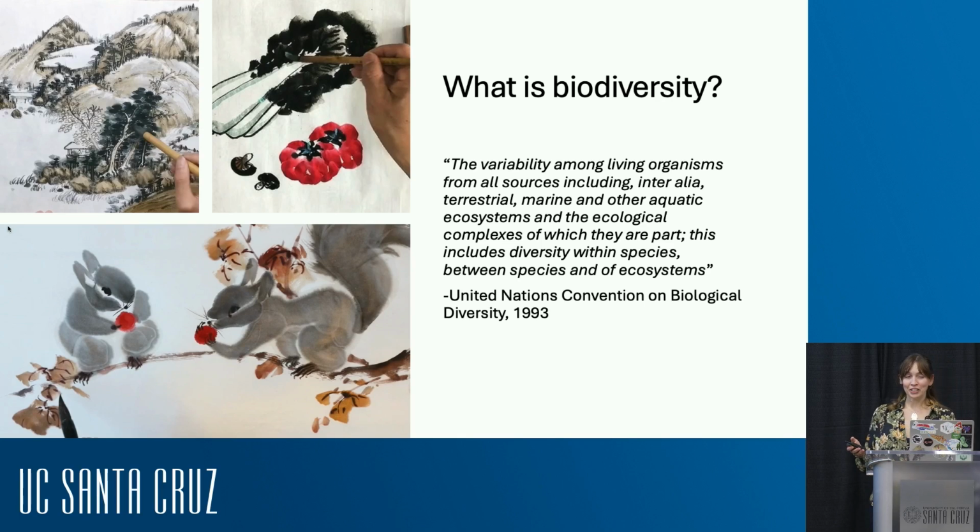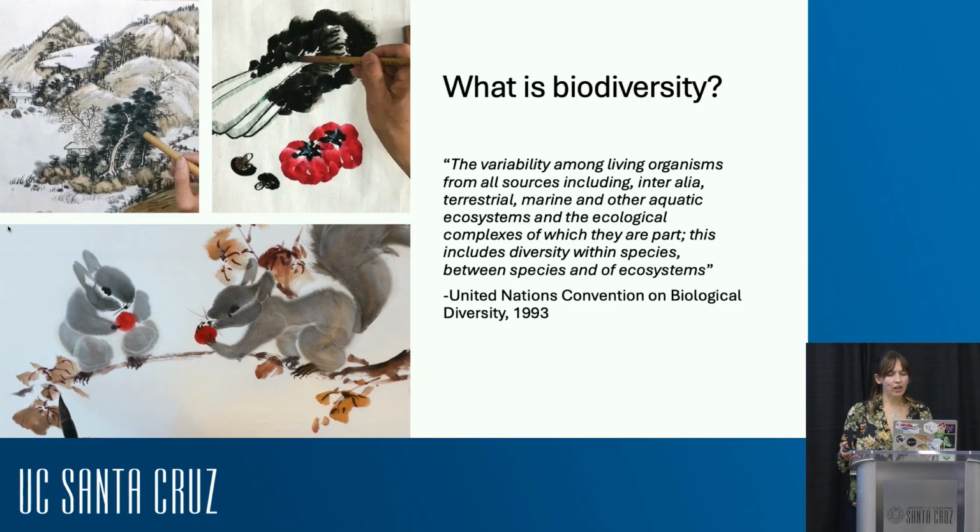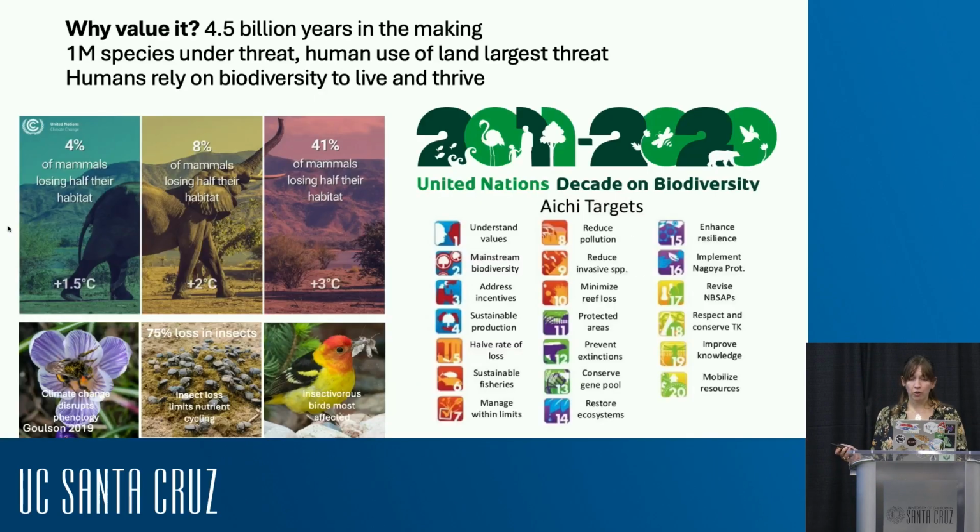So the official definition is the variability among living organisms from all sources, including inter alia, terrestrial, marine, and other aquatic ecosystems, and the ecological complexes of which they are a part. This includes diversity within species, between species, and of ecosystems. So it's kind of bulky, right? This is a very large term for the biotic components of nature.